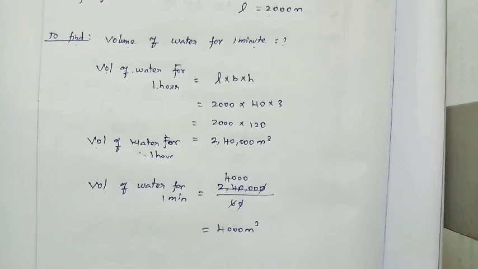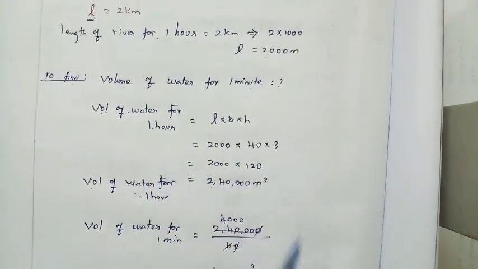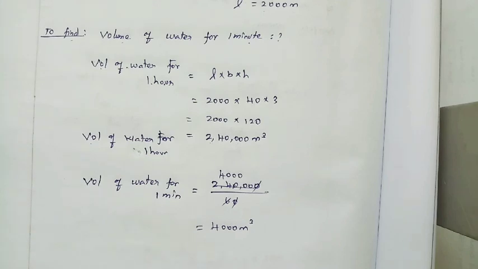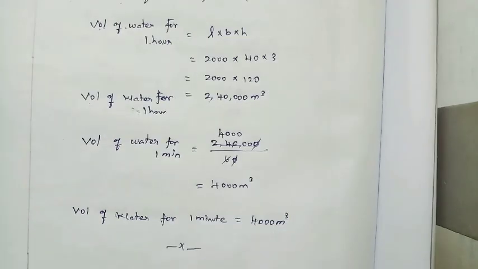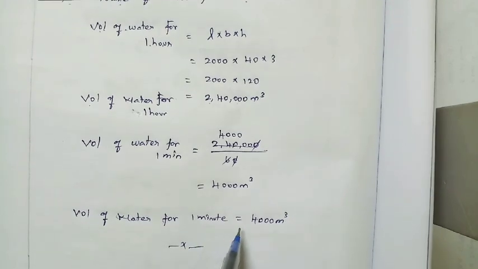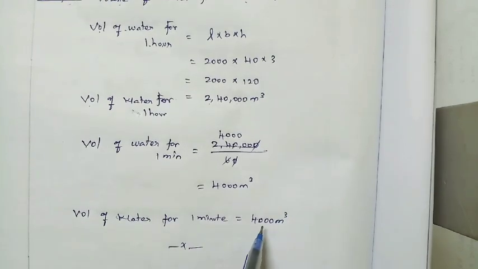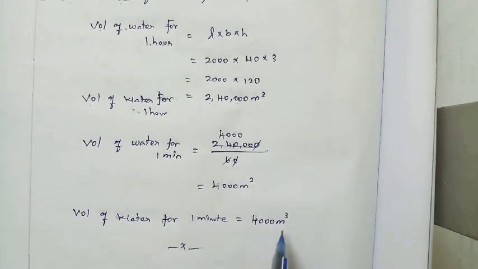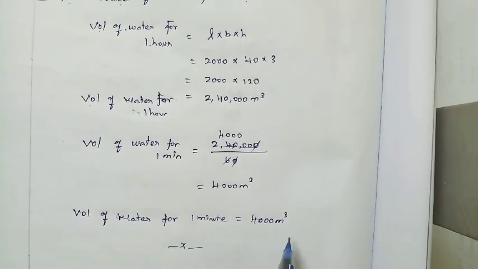So the volume of water that falls into the sea in 1 minute is 4,000 meter cube. They are asking only for the volume. Suppose they ask in terms of liter, we have to multiply by 1000 to convert into liter.